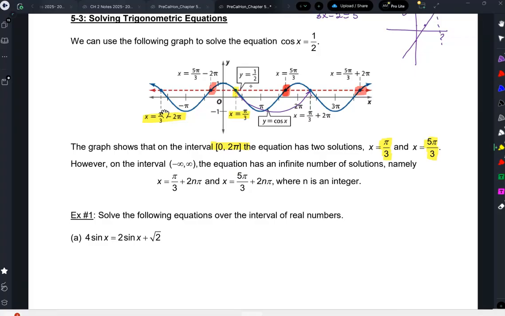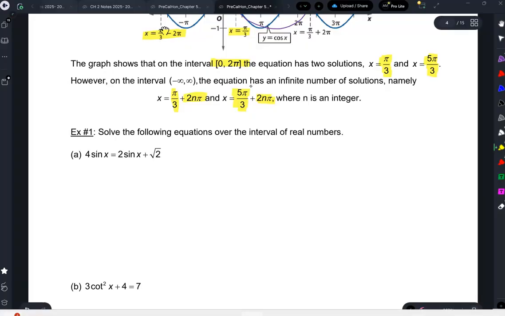But over all of the real numbers, your solutions are pi over 3 plus 2n pi, because you can take the pi over 3 and add 2 pi, then add another 2 pi, you can add n number of 2 pi's. So that will be the general solution, or 5 pi over 3 plus 2n pi. Plus or minus or not? No, just plus, because n can be a positive or negative integer. Any integer.